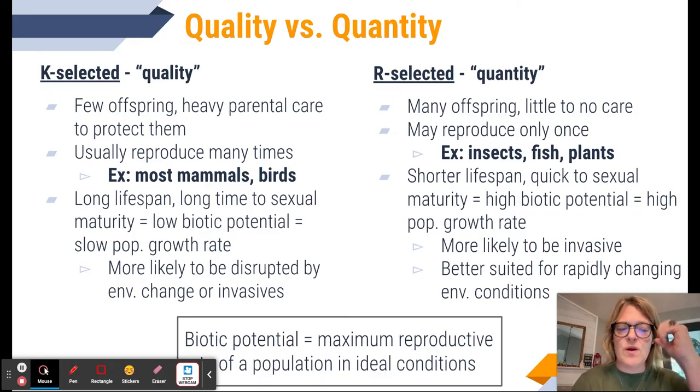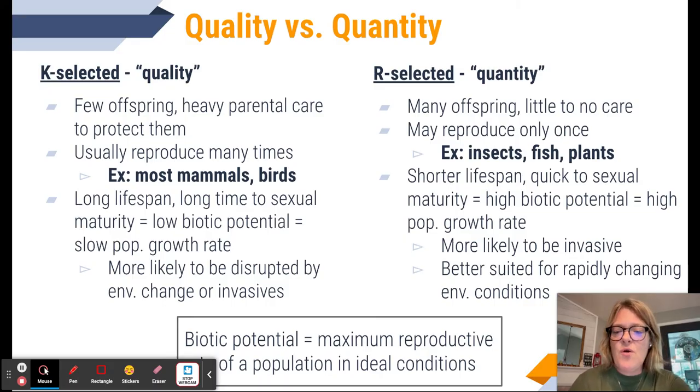So these organisms have a long lifespan so that they can reproduce a number of times. And it usually takes a long time for these organisms to develop into sexual maturity. So, because of that, we say that they have a low biotic potential, which means that the number of offspring that they can have, or the number of times they can reproduce, is relatively low in ideal conditions. So, again, low biotic potential.